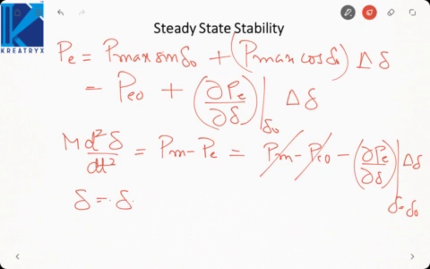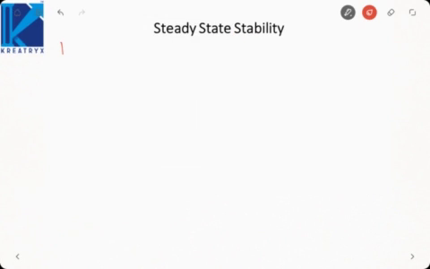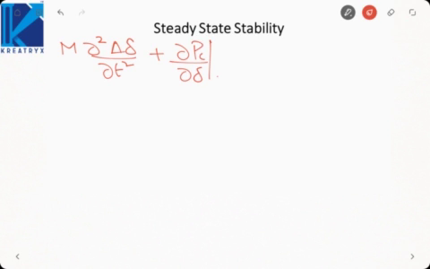Delta is also equal to δ0 plus Δδ. Hence, ∂²δ/∂t² will be ∂²Δδ/∂t². So this equation will become M d²Δδ/dt² plus ∂P/∂δ at δ0 into Δδ.